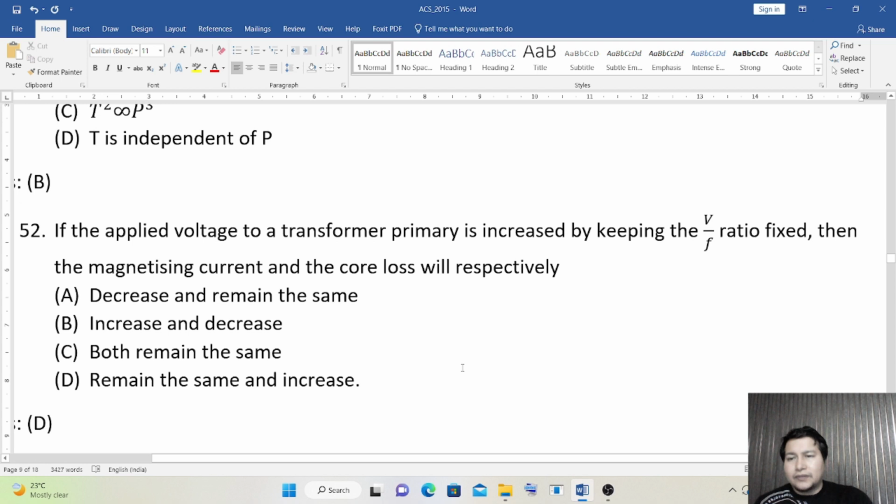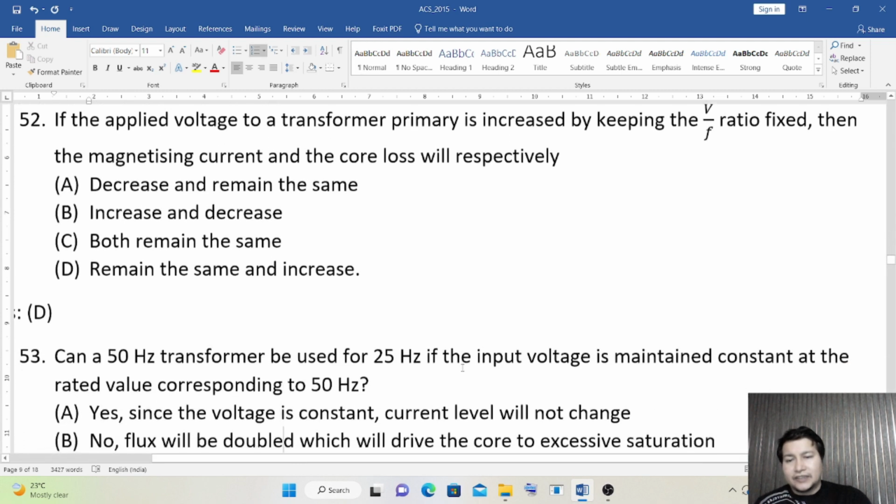Question 52. If the applied voltage of a transformer primary is increased by keeping the V by F ratio fixed, then the magnetizing current and the core loss will respectively decrease and remain the same, increase and decrease, both remain the same, and remain the same and increase. So correct option will be remain the same and increase.